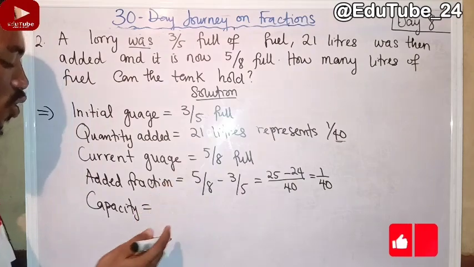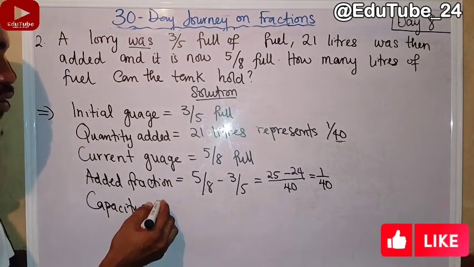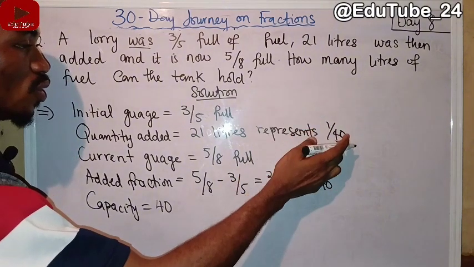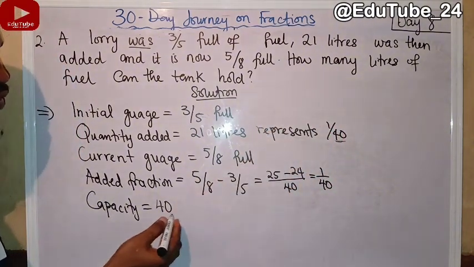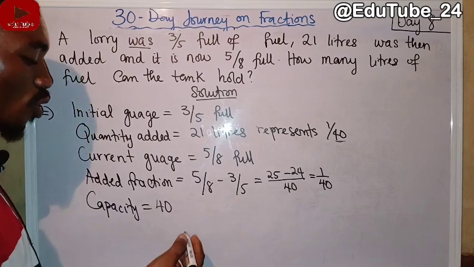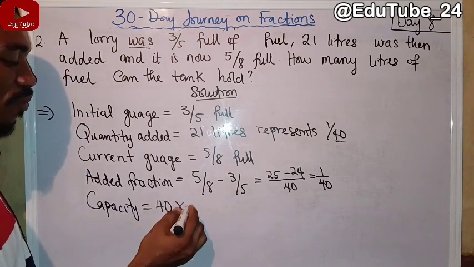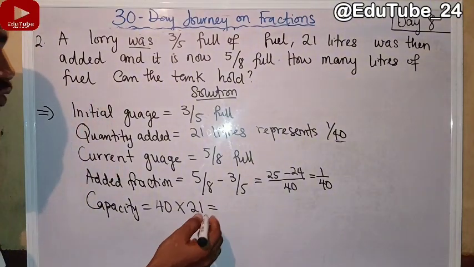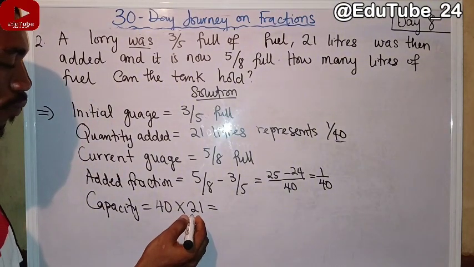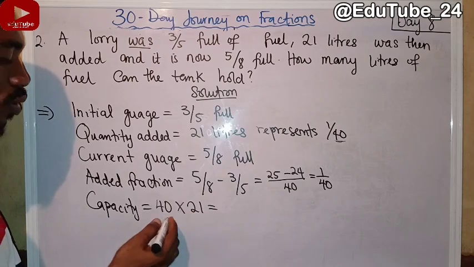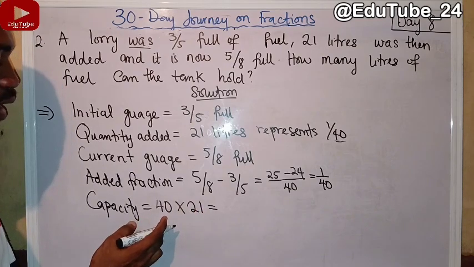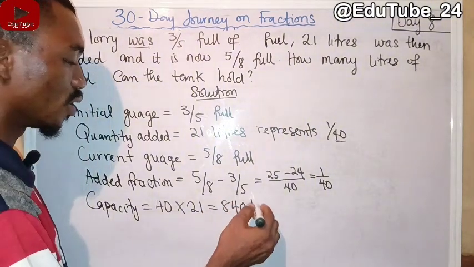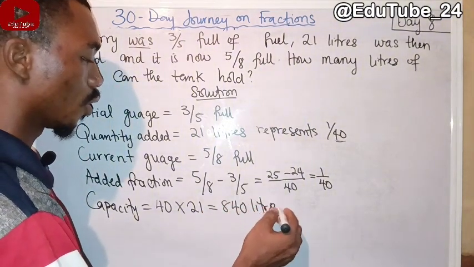So that means the total quantity or the capacity of the tank is this 40, and 1 out of it is this 21 liters. So to find the full capacity, we just simply say 40, as I've been doing in the previous lesson. We flip this fraction, which is 40 over 1. There is no need putting over 1, because 40 over 1 will still give us 40. So 40 times 21, and what we do here is 21 times 4, and that is going to give us 84. So this is 840 liters is the capacity of the tank.